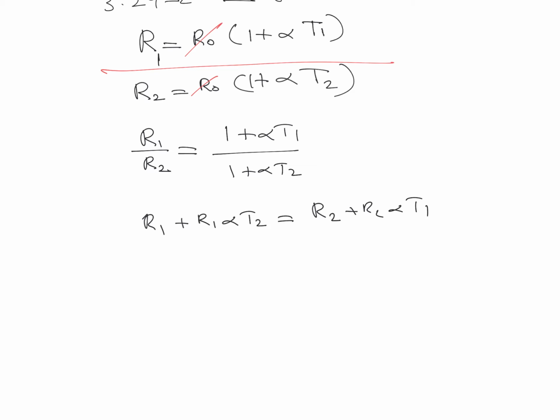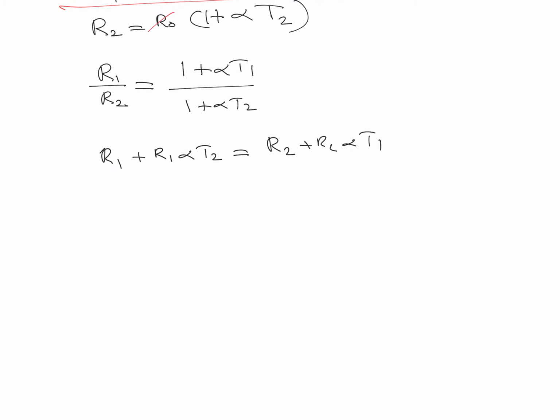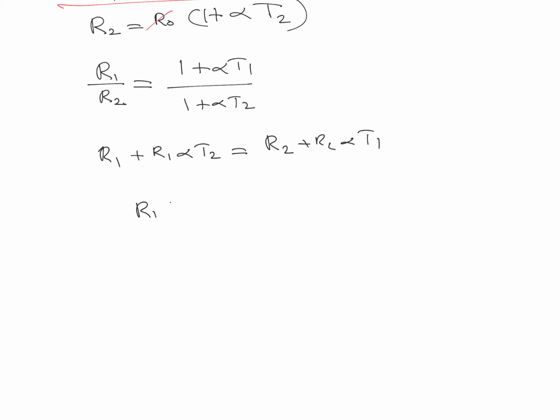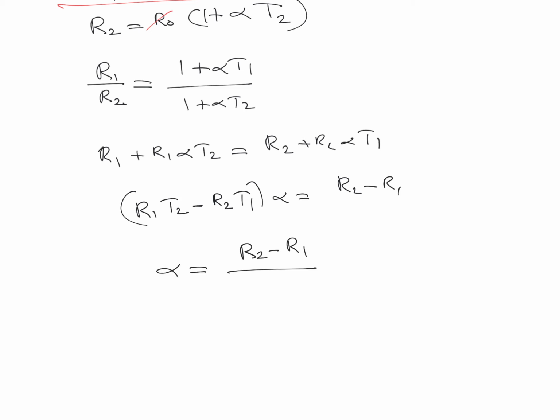Now our aim is to find the value of alpha. So we can write this as R1 T2 minus R2 T1 into alpha is equal to R2 minus R1. So we can write the value of alpha as equal to R2 minus R1 divided by R1 T2 minus R2 T1. So from this we can find the value of alpha.